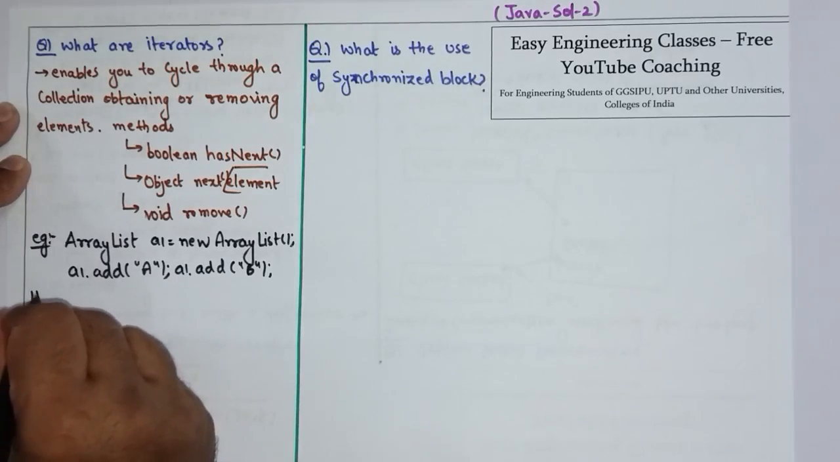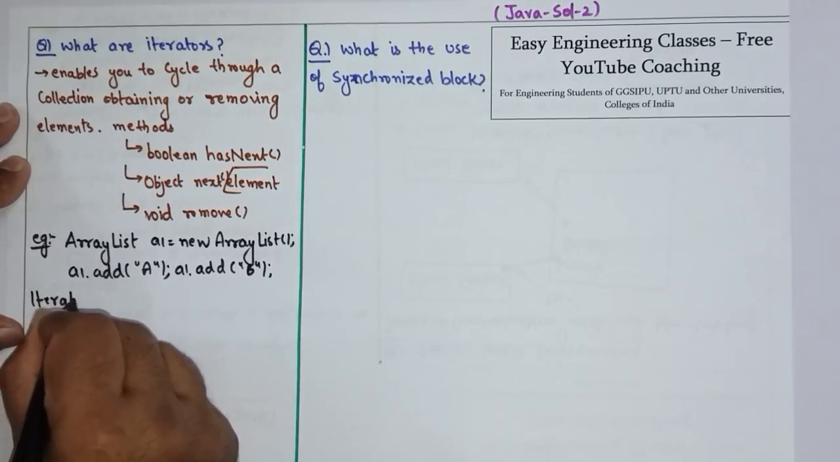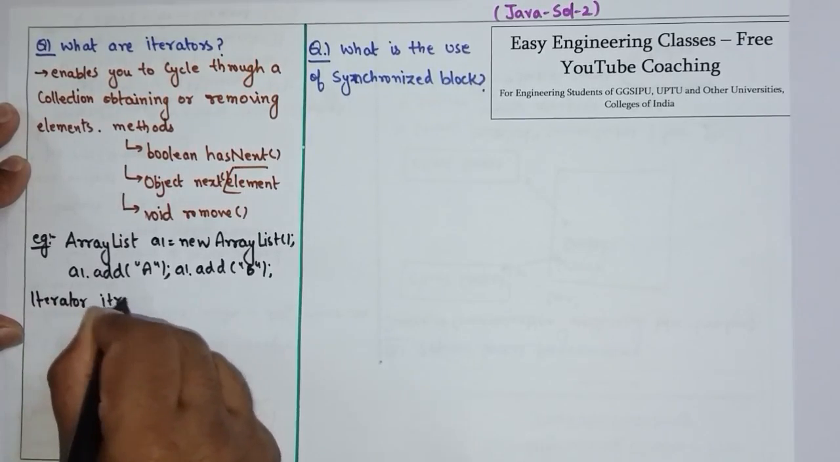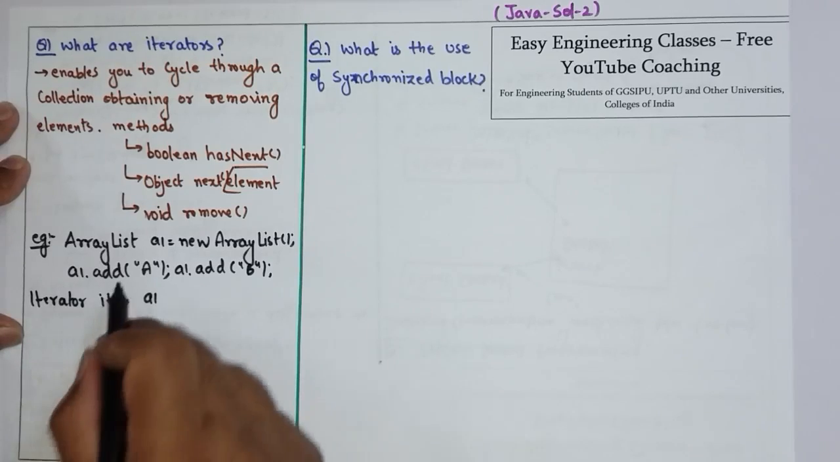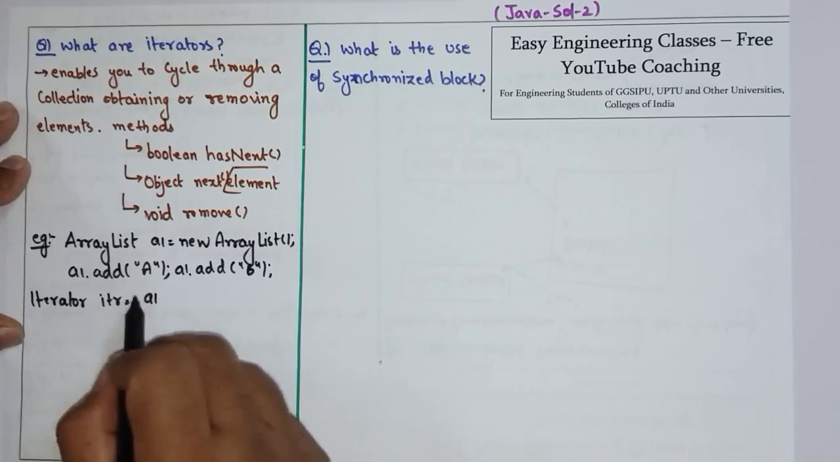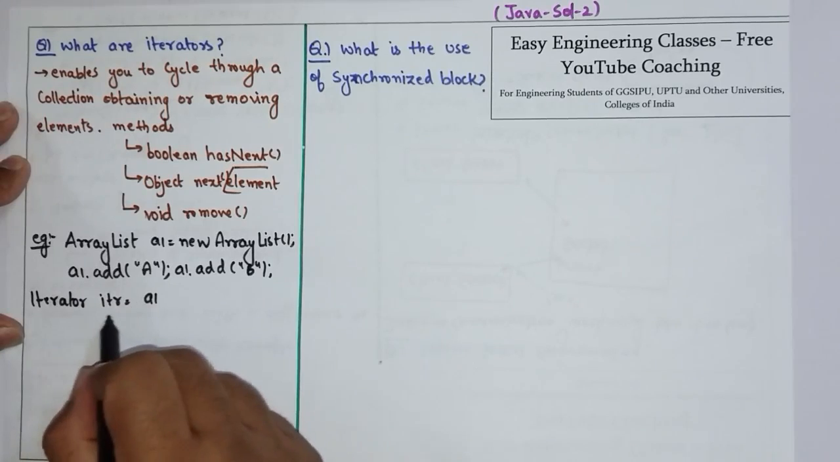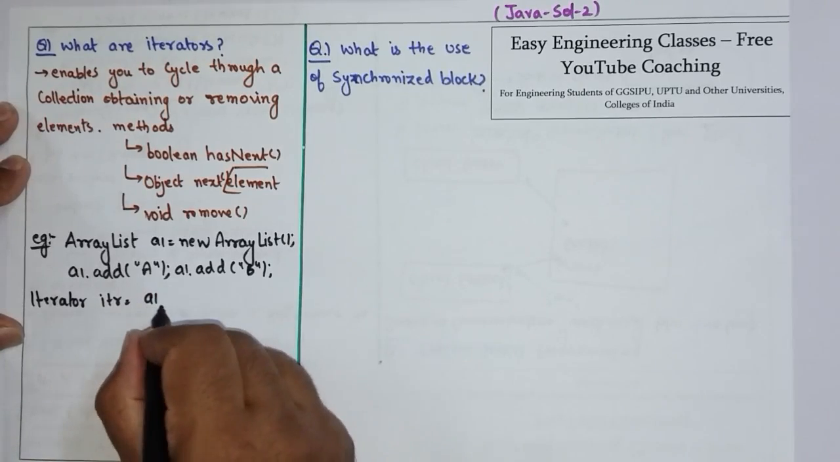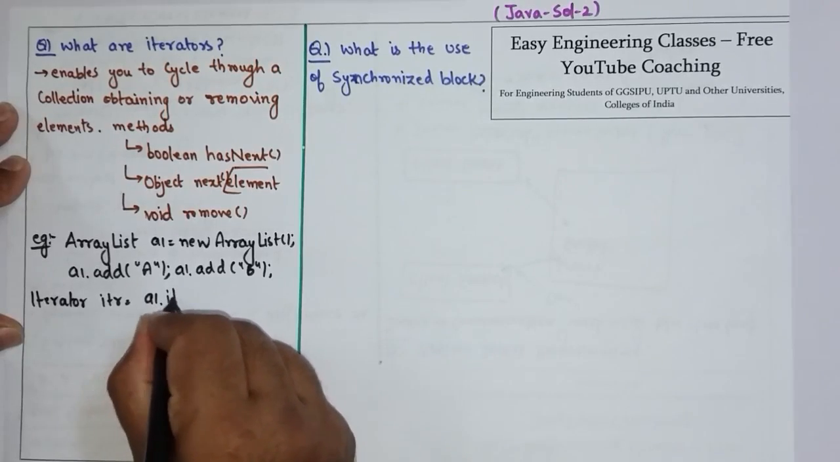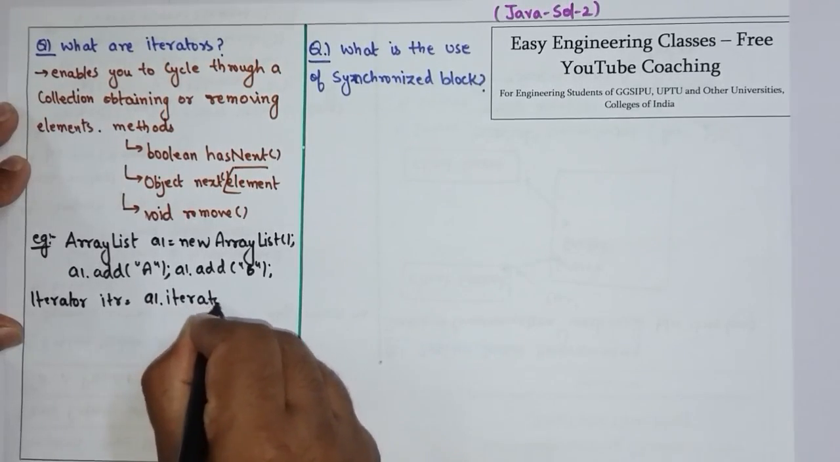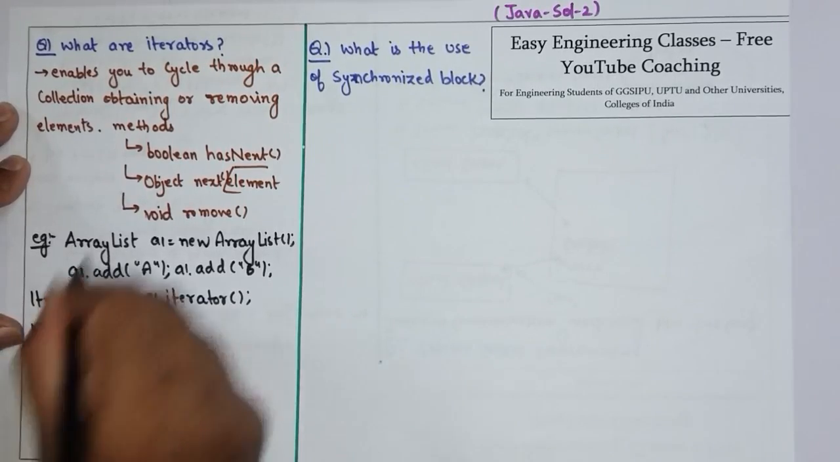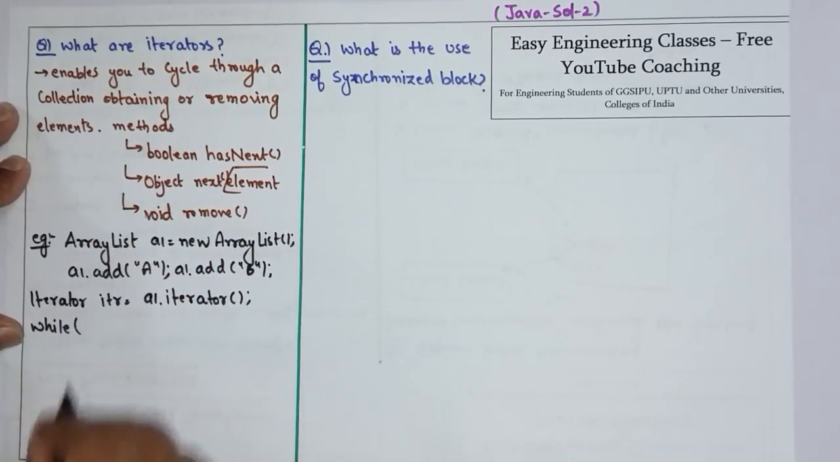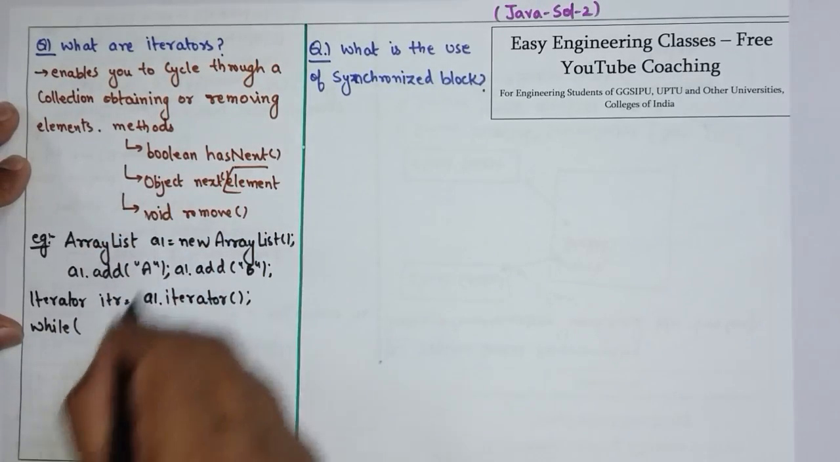Now see what happens. Create an object of the iterator class and associate that object with the collection object. So I am associating this itr object with the a1 object. So a1.iterator(). Then I can use these methods to iterate through the collection list, which is a1.